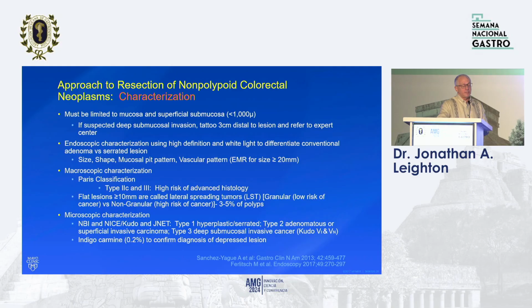Part of that endoscopic characterization is using high definition and white light to differentiate conventional adenomas versus serrated lesions using the size, shape, mucosal pit pattern, and vascular pattern. Then there's macroscopic characterization using the Paris classification, remembering that 2C and 3 are high risk for advanced histology. For flat lesions greater than 10 millimeters, the lateral spreading ones, you have to know that the granular type is low risk versus the non-granular type that's high risk. And then you can use the microscopic characterization with NBI, NICE, and JNET for further classification.